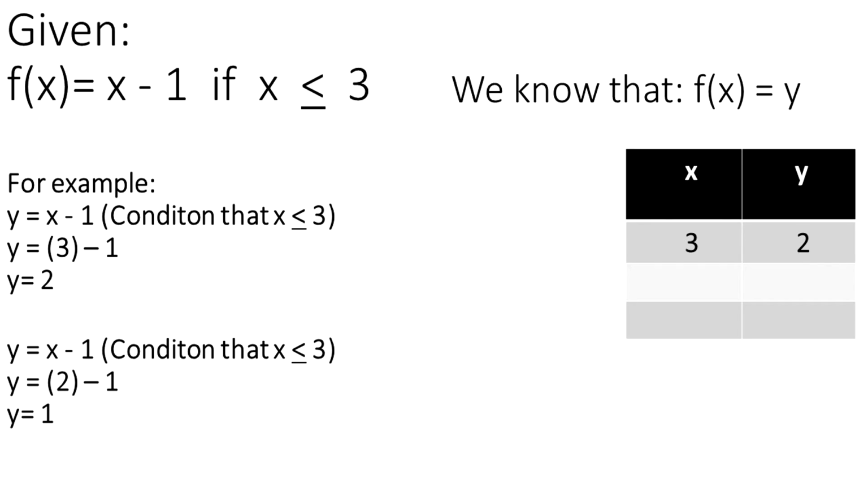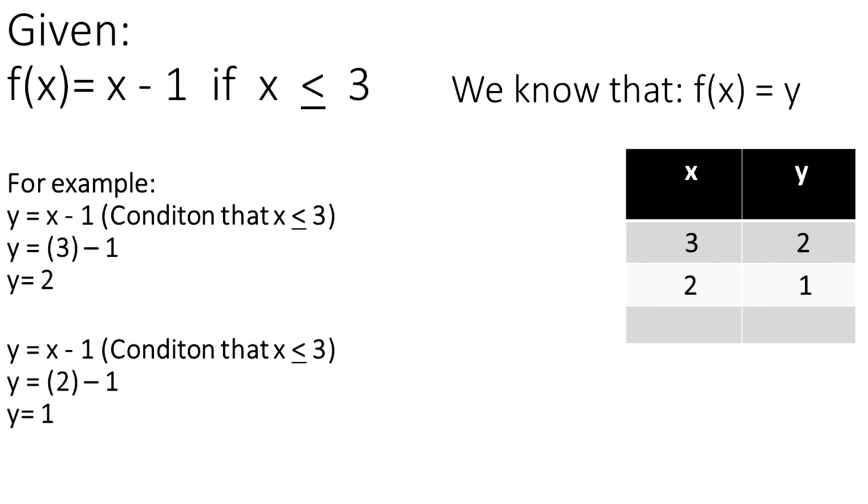So in order to complete this table, we're gonna create another equation. So we have y is equal to x minus 1, and we still have that condition that x is less than or equal to 3. So we're gonna put 2, because we put 3 in the earlier equation. So if we complete this equation, y is equal to 2 minus 1, we will arrive at the conclusion that y is equal to 1. So now we have the values x is equal to 2 and y is equal to 1.